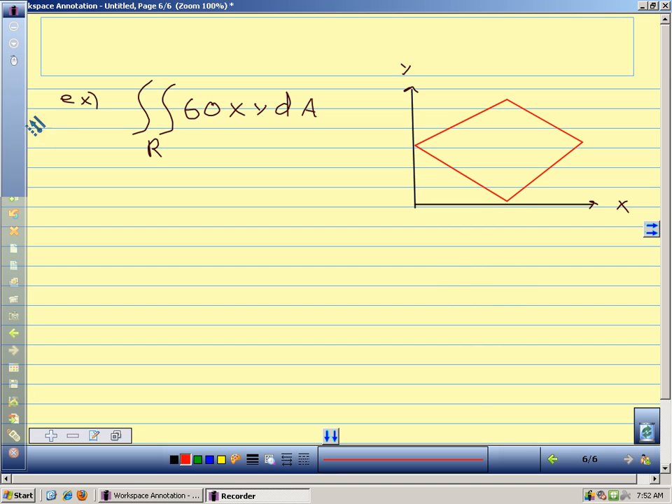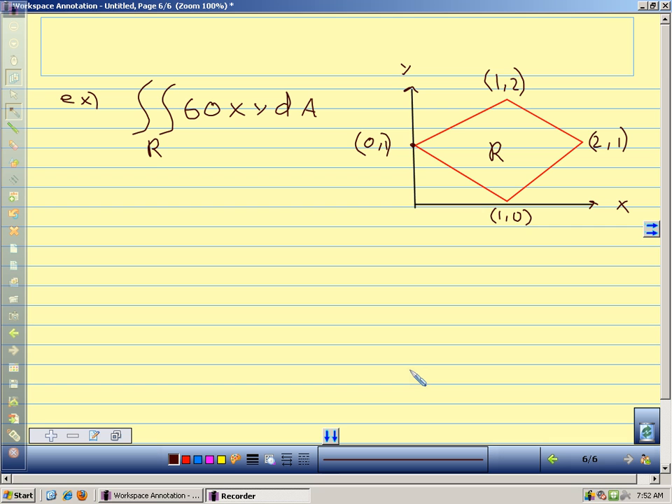And I know it's not a perfect parallelogram, but let's label the coordinates that I want here. This is (0, 1). This is (1, 2). This is (2, 1). And this is (1, 0). And it's a diamond. And my region is in here.